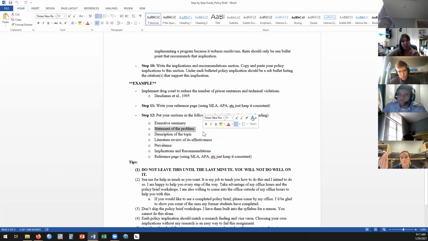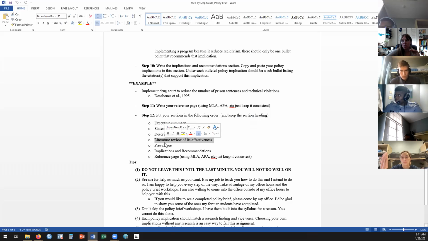The next part is a statement of the problem, which is why do we need this program, right? So if we're looking at prison-based education, prisoners are undereducated. They have low unemployment rates, so on and so forth, or high unemployment rates, right? Something that would indicate that we would need a prison education program. Then you're going to describe the topic. So you're going to tell me what is a prison-based education program, what sort of education programs do they offer, like GED versus college versus adult basic education. You're going to kind of describe those things. The next section is the most important one, and this is actually where we're starting.